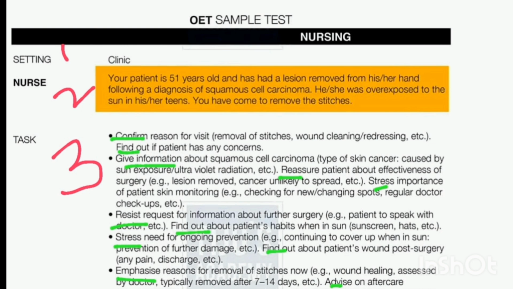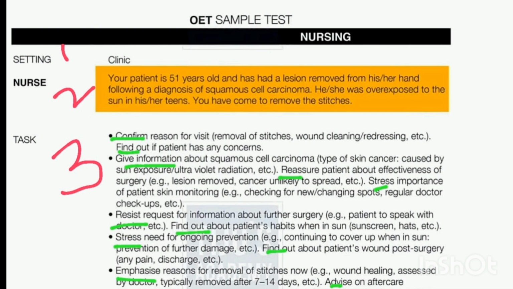Next is reassure patient about effectiveness of surgery. Example, lesion removed or cancer unlikely to spread, etc. Now here we can reassure the patient so that the anxiousness of the patient can reduce. Okay, so like this: I assure you that the effectiveness of surgery is, firstly, lesion removal, and another one is that with the help of surgery the cancer is unlikely to spread.